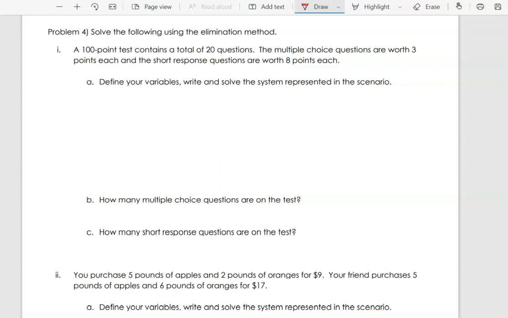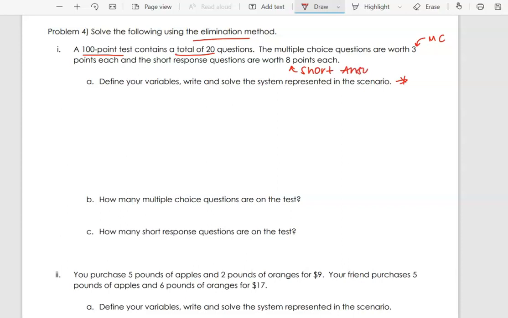Solve the following using the elimination method. And the first thing that we have to do is write the system. Okay, so let's look at some key words and underline some important things when we read through this problem. A 100-point test contains a total of 20 questions. The multiple choice questions are worth 3 points each, and the short response questions are worth 8 points each. So I've got 100-point test, total of 20, multiple choice are 3 points, short answer are worth 8 points.